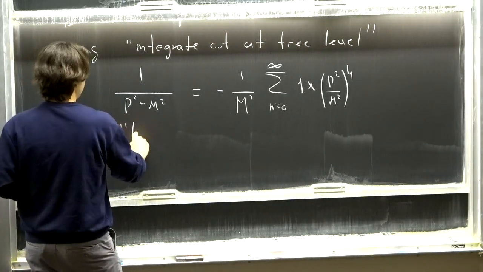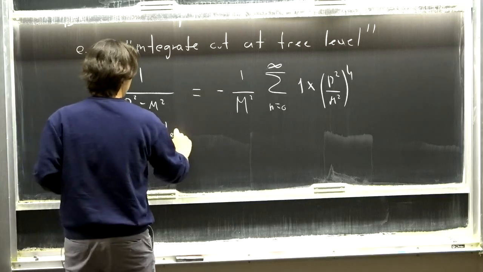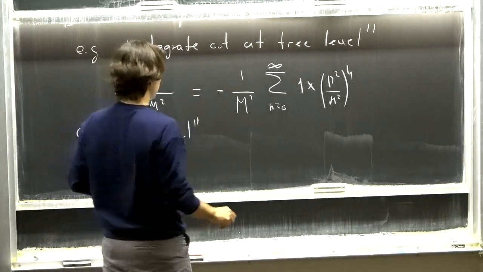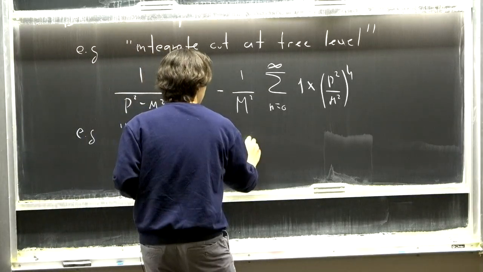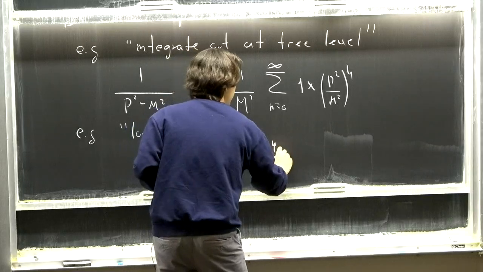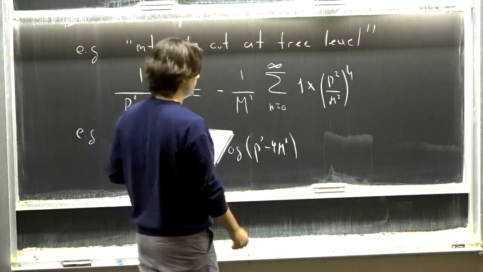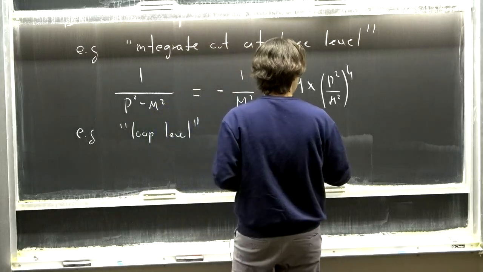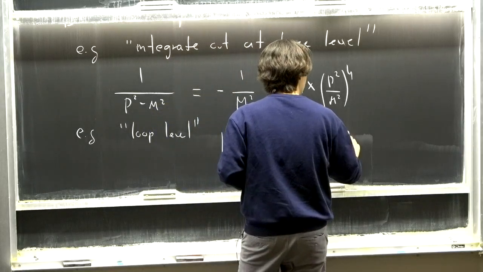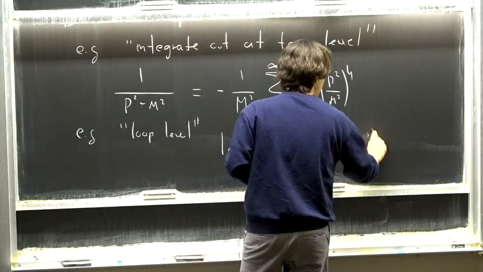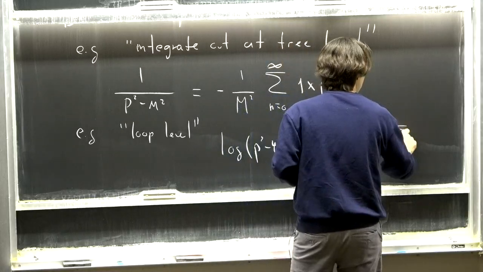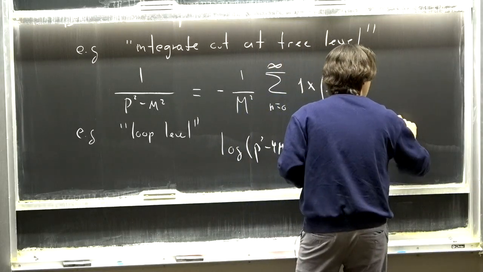Okay. Let me write another example. Same thing at loop level. Here we have something like log of p squared minus 4m squared. And for values of p much less than m, this is going to be like 1 over m squared, and then a similar sum, but with a 1 over n.